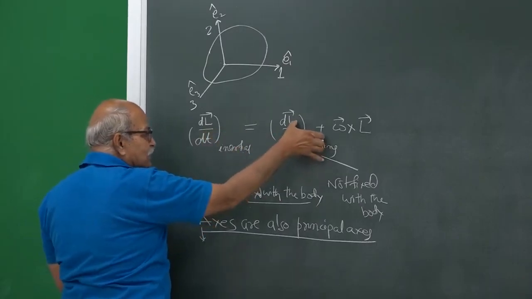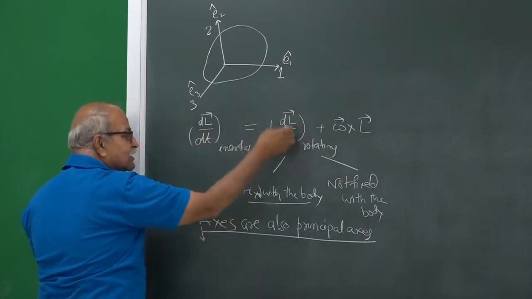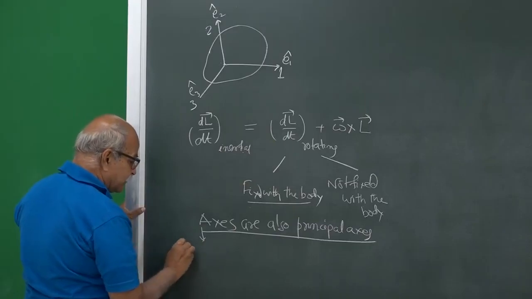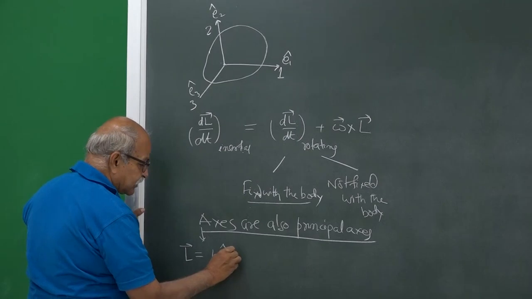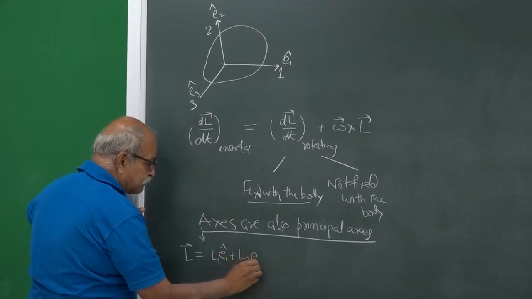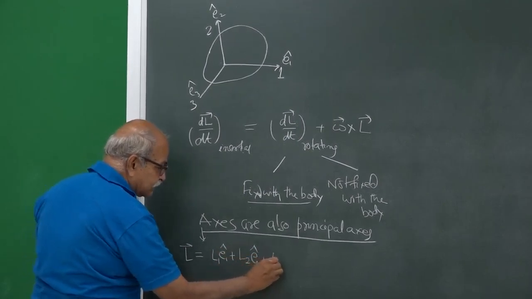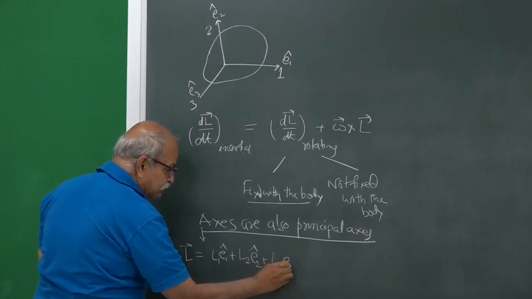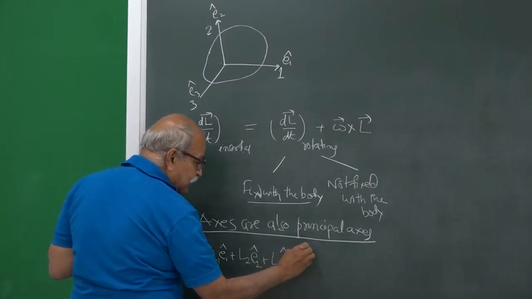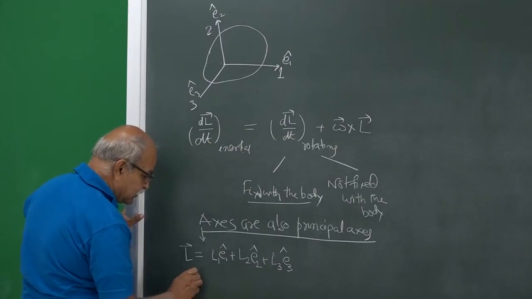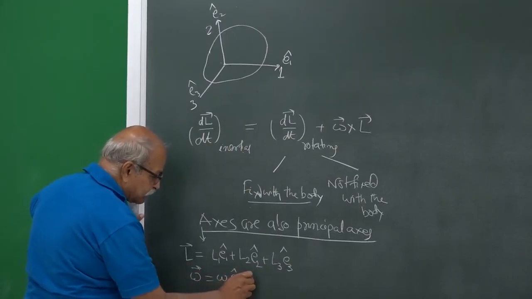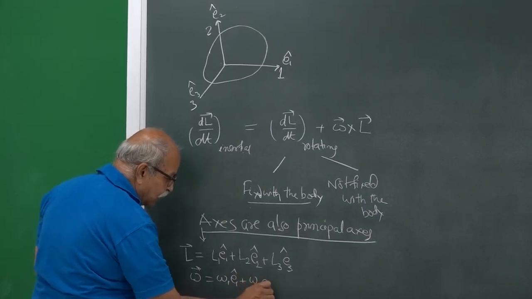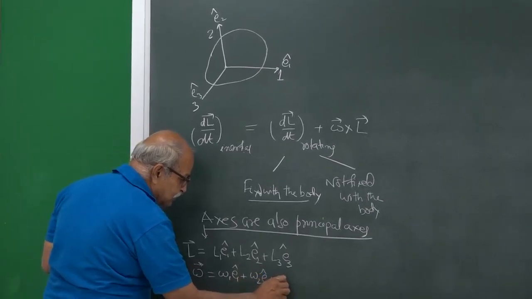Now, in the rotating frame, what is dL/dt? In the rotating frame, you will write L as L1 E1 cap plus L2 E2 cap plus L3 E3 cap, and omega you will write as omega 1 E1 cap plus omega 2 E2 cap plus omega 3 E3 cap.